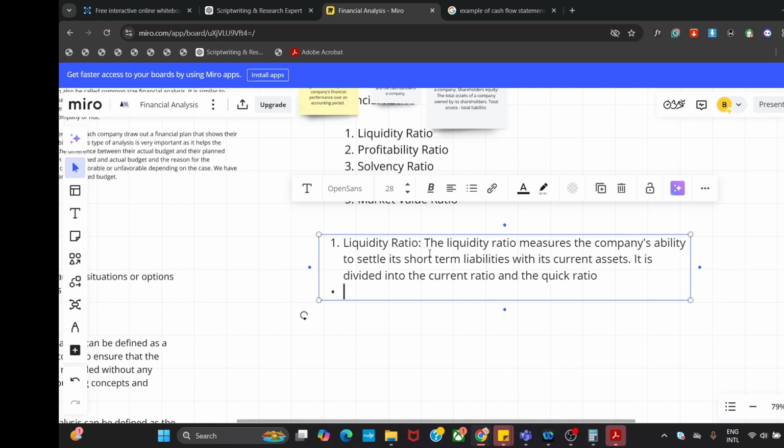Now let's go ahead and talk about the current ratio. When we are talking about the current ratio, it simply measures the ability of the company to meet its short-term obligations. So it's similar to the liquidity ratio. One thing you need to know is that the formula for calculating this is the current assets divided by the current liabilities.